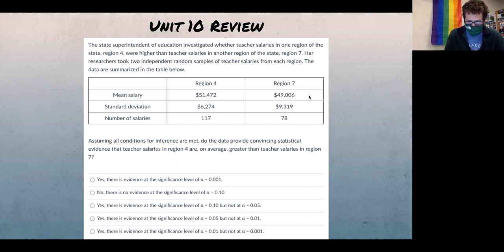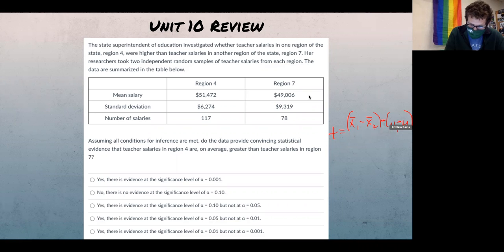Now, the way you do this by hand is that we're doing a two-sample t-test. So I'm trying to find a t-statistic using my x bar sub 1 minus x bar sub 2. And of course, that's minus mu sub 1 minus mu sub 2.